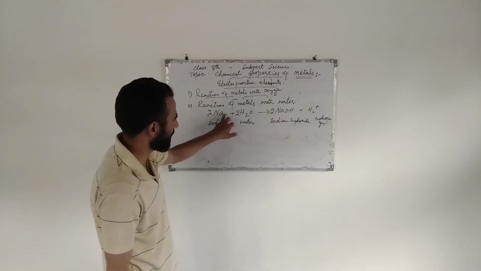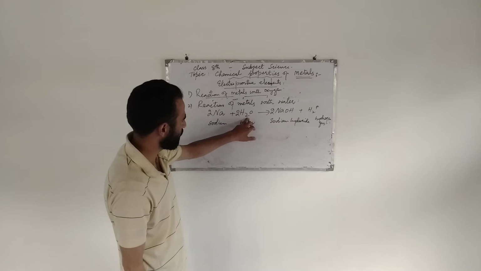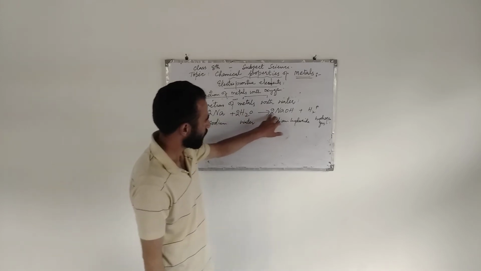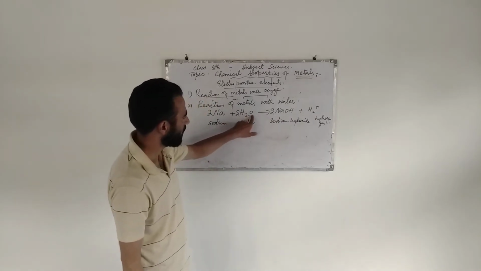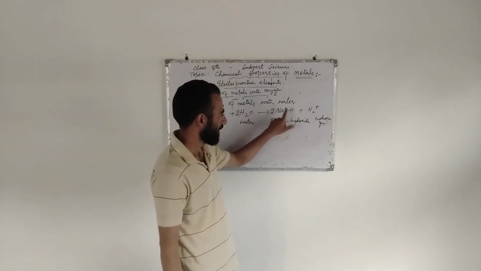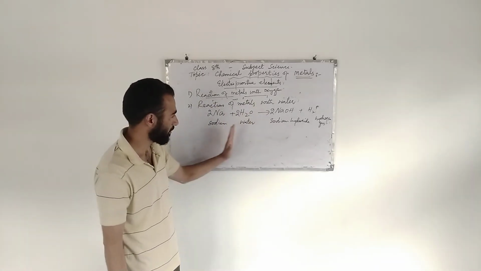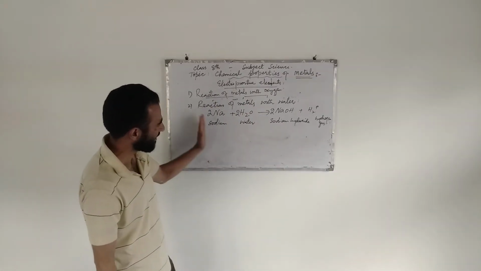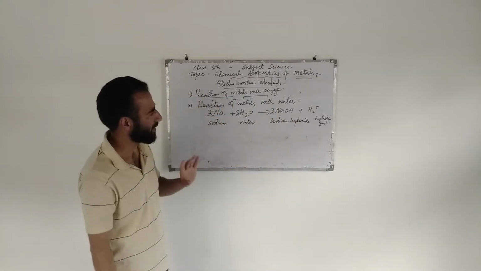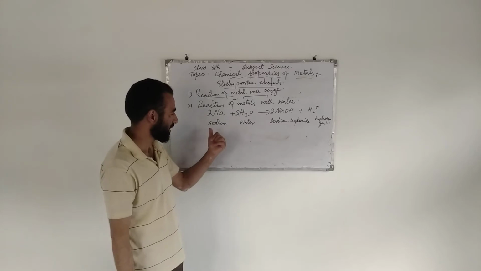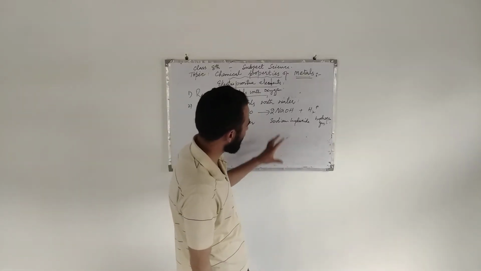Here 2 sodium atoms, 2 times 2 is 4 hydrogen, and oxygen 2 here and 2 there, and this is a balanced chemical equation. The number of atoms in the reactants is equal to the number in the products. So this is the reaction of metals with water. When metals combine with water, they form their hydroxides.